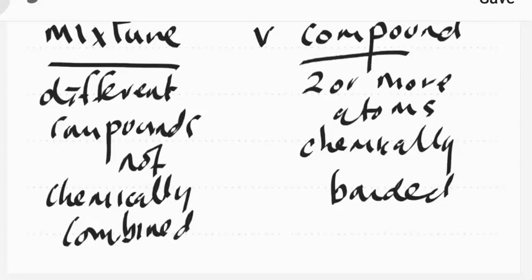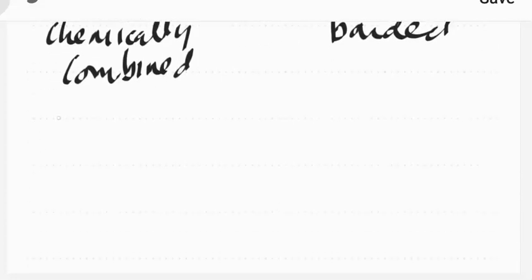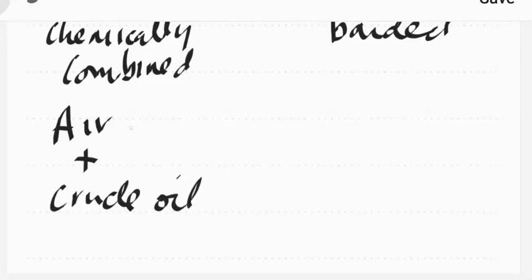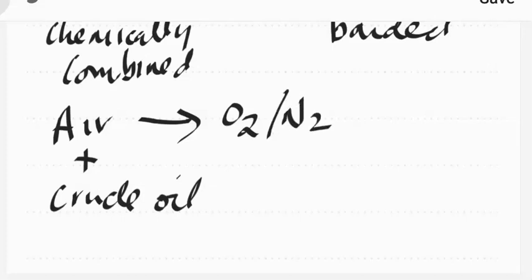Examples of mixtures. I'll give you 2 important examples: air and crude oil. Air is a mixture of oxygen, nitrogen and other gases. We can separate this mixture. Crude oil is a mixture of hydrocarbons of different carbon chain length.